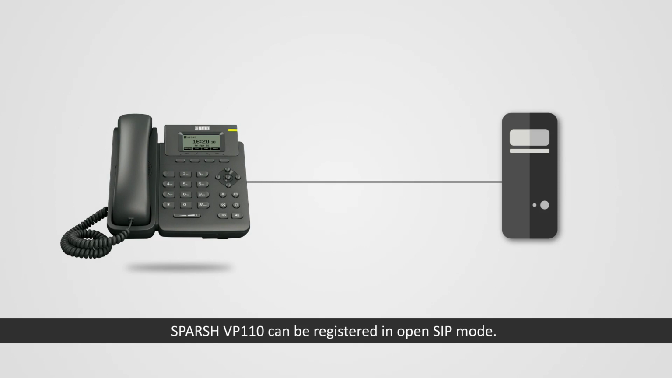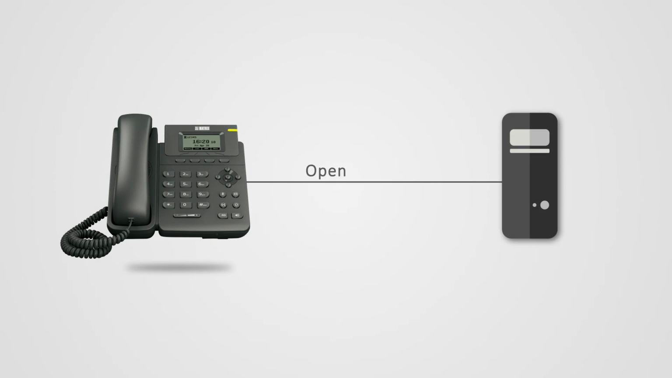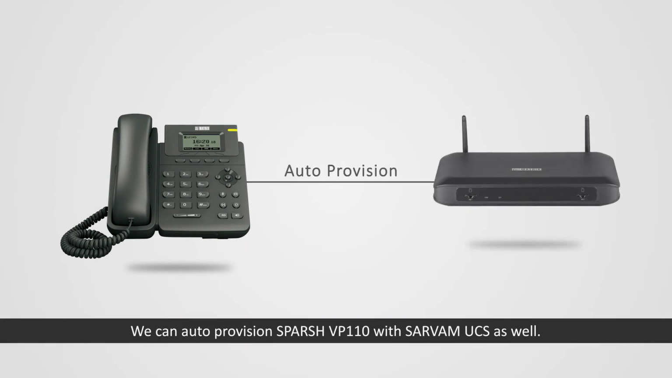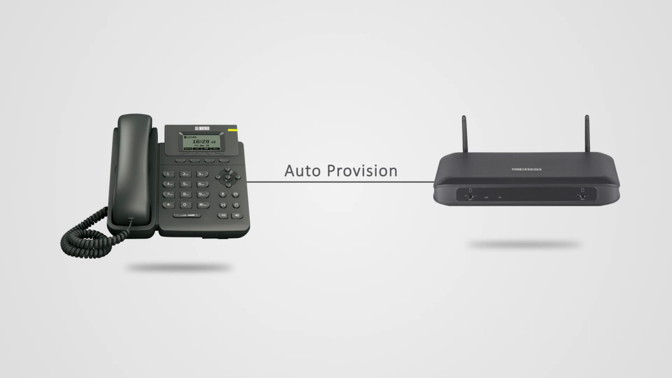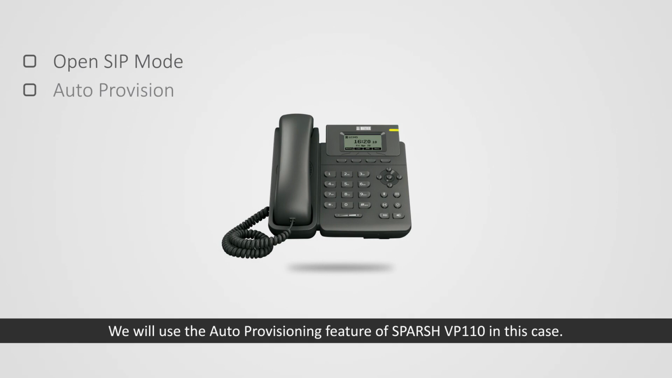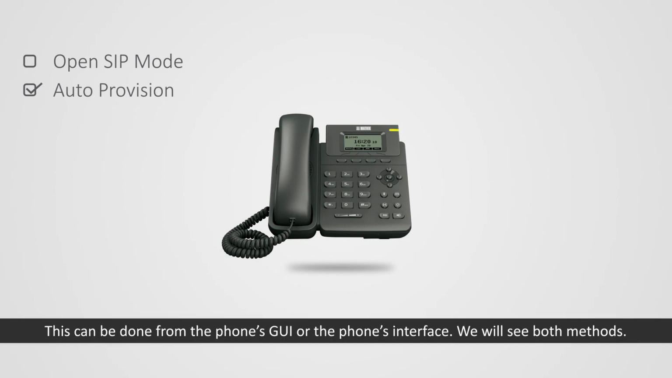SPARSH VP110 can be registered in Open SIP mode. We can auto-provision SPARSH VP110 with SARVAM UCS as well. We will use the auto-provisioning feature of SPARSH VP110 in this case. This can be done from the phone's GUI, or the phone's interface. We will see both methods.